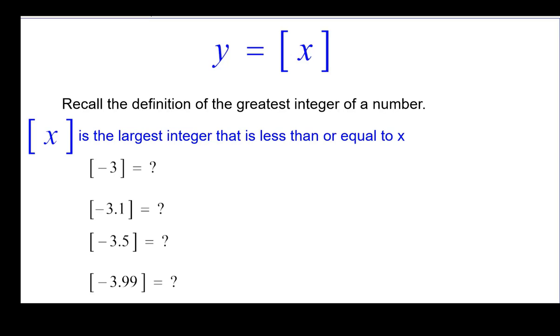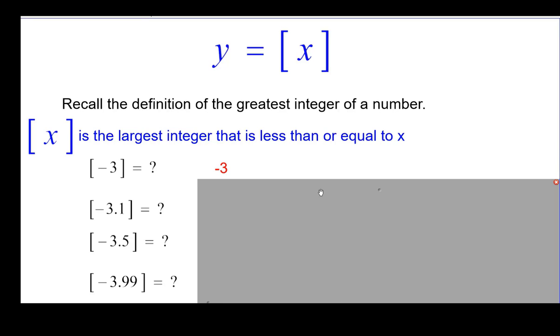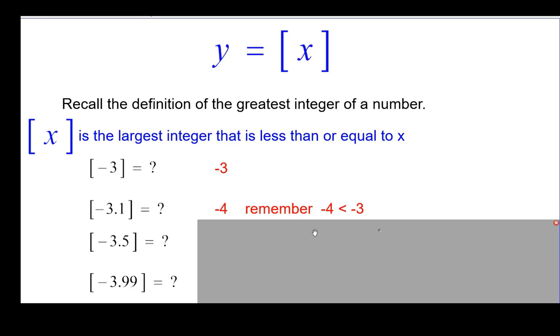Let's look at some negative numbers. This may surprise you here, so be careful. What is the largest integer that is less than or equal to negative 3? Hopefully you said negative 3. Now, negative 3.1, the largest integer that is less than or equal to negative 3.1. The answer is negative 4, because remember that negative 4 is smaller than negative 3. We want one that's less than or equal to this number, and negative 3 would be too big. Now that's the part where people get confused, so think about that. You may need to pause to think about it.